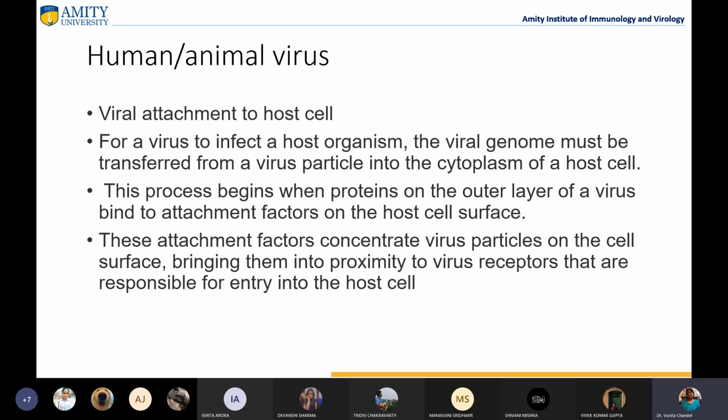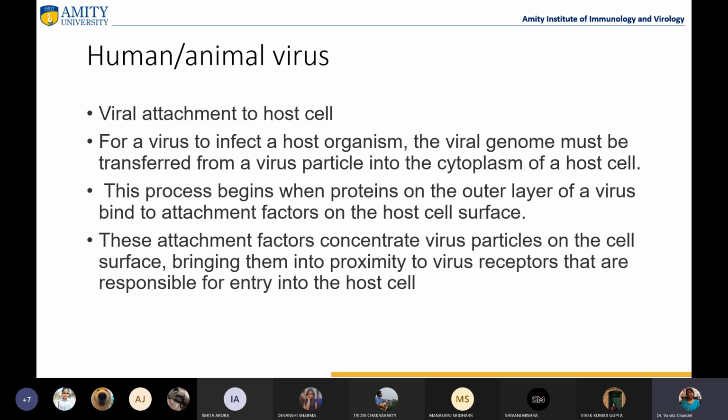So this is again the same process by which a virus infects a host organism. The viral genome must get transferred from a virus particle to the cytoplasm of the host cell. This process begins when proteins on the outer layer of a virus bind to the attachment factors on the host cell receptors. Attachment factors are the receptors, basically. So there are receptors present on the host cell. The virus identifies those receptors, and then the binding will take place, and then the penetration.